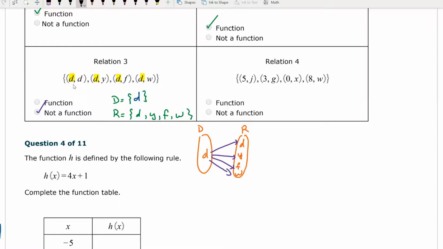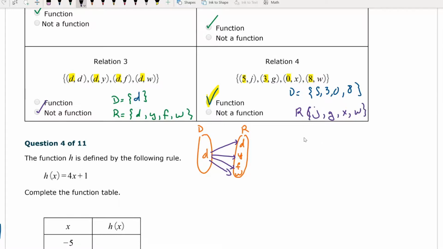A different way to say it is if your domain is repeated more than one time, it's not going to be a function. Like the next one, if I look at this one, 5, 3, 0, 8, none of the x's repeated, so this one is a function for sure. We're going to confirm it by doing mapping. Domain is 5, 3, 0, and 8. The range is J, G, X, W.